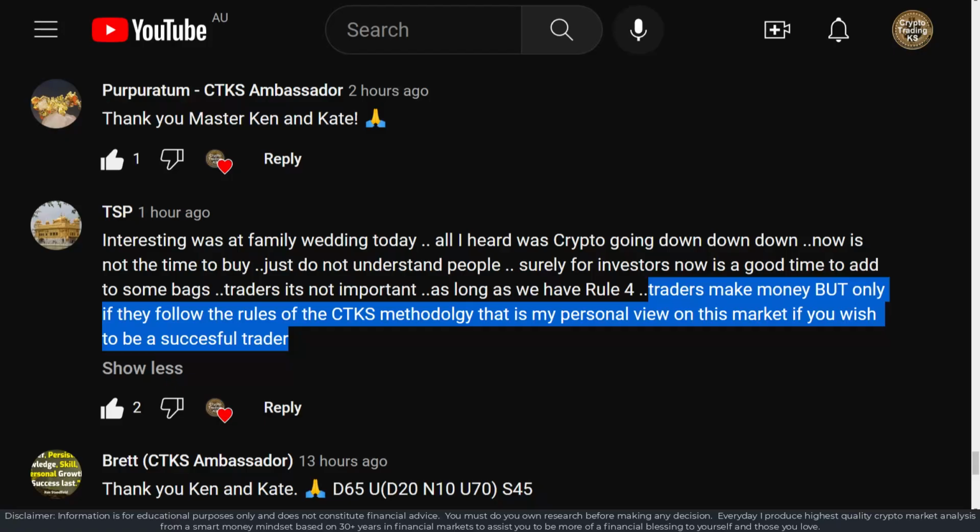TSP said, traders make money, but only if they follow the rules of the CTKS methodology. That's my personal view on this market, if you wish to be a successful trader.